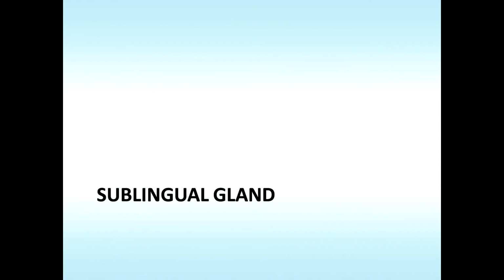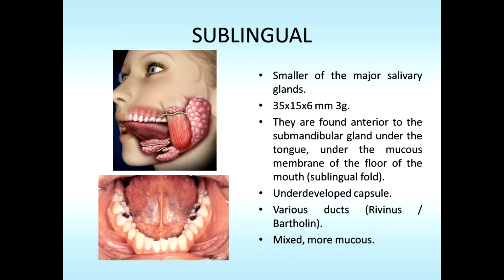The last of the major salivary glands is the sublingual gland. It is the smallest one, weighing no more than 3 grams. The sublingual gland is the most anterior of the major salivary glands. Roughly, it is located anterior to the submandibular gland, underneath the tongue and under a mucous membrane of the floor of the mouth that we call the sublingual fold.